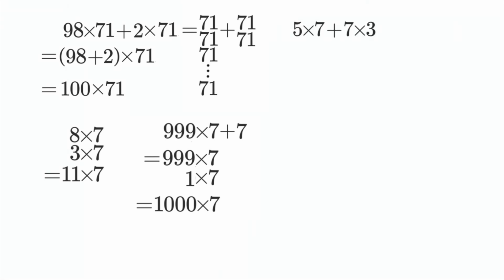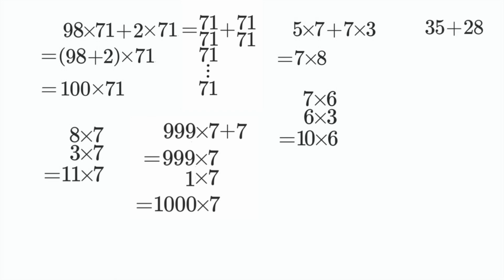Next example. The common factor 7 and the sum of the uncommons. Once again, the common factor 6 and the sum of the uncommons.